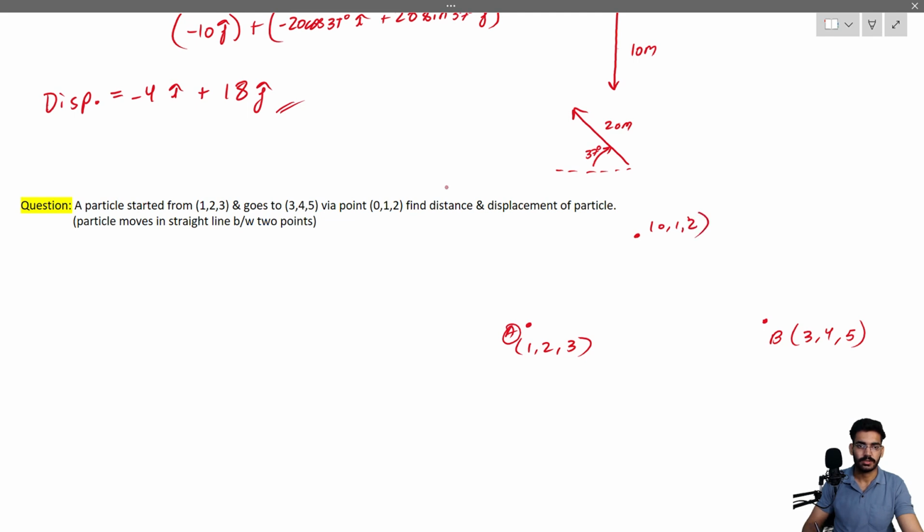Okay, so between two points it's moving in a straight line. So he moved like this and then he moved like this, straight line. Okay, like that he moved. So this is, let's say, point C. Okay, so first he went AC, then CB, like that he went. So I can say distance is equal to what? Distance is the magnitude of AC vector plus the magnitude of CB vector, right? This is your distance.